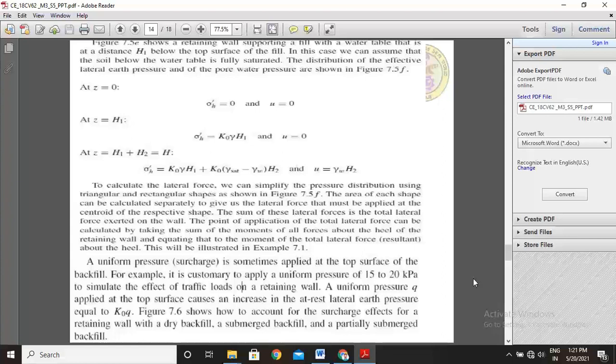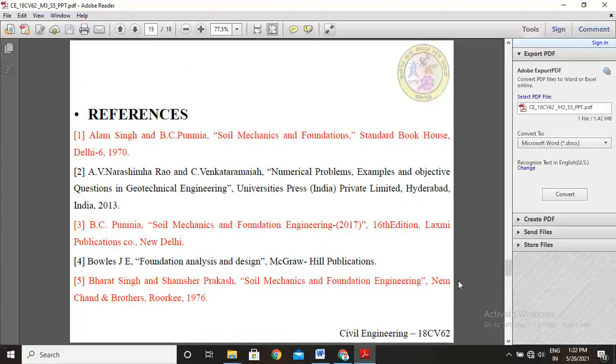A uniform pressure, that is surcharge, is sometimes applied at the top surface of the backfill. For example, it is customary to apply a uniform pressure of 15 to 20 kPa to simulate the effect of traffic loads on a retaining wall. A uniform pressure q applied at the top surface causes an increase in the at-rest lateral pressure equal to K0 times q. Figure 7.6 shows how to account for the surcharge effect for a retaining wall with a dry backfill, a submerged backfill and a partially submerged backfill. This is explained in the next class.